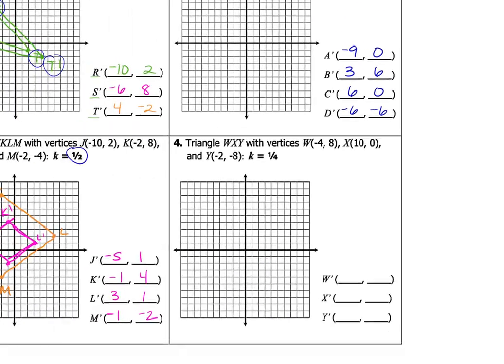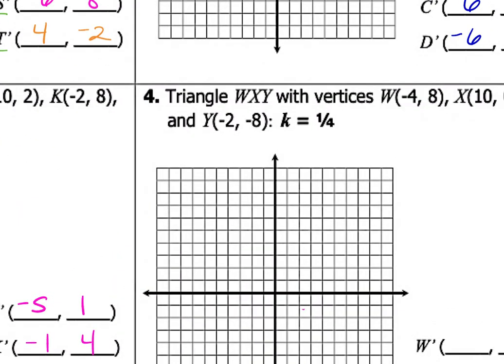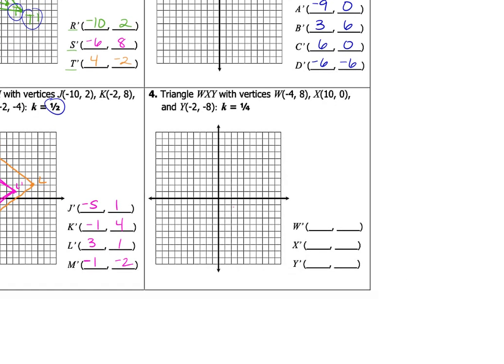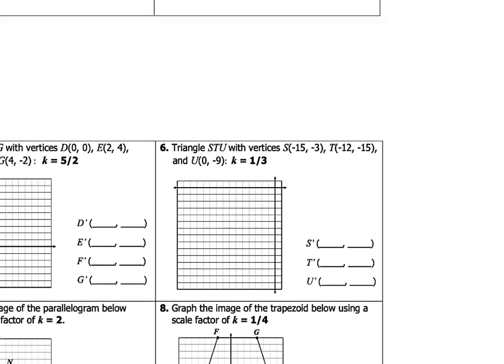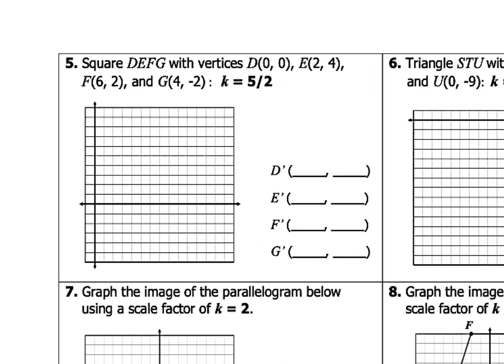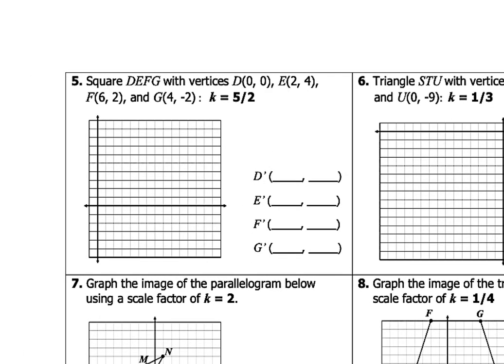Okay, number 4. You could multiply by a fourth, or you could what? Divide by 4. Okay, that one should shrink down. We're not going to do it right now. Flip over to the back. I want to show you one thing here. Take a look at this one. Your number 5, you started with D at 0, 0. Okay, first of all, is this an enlargement or a reduction?